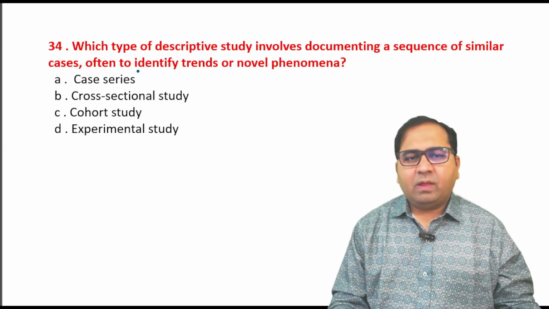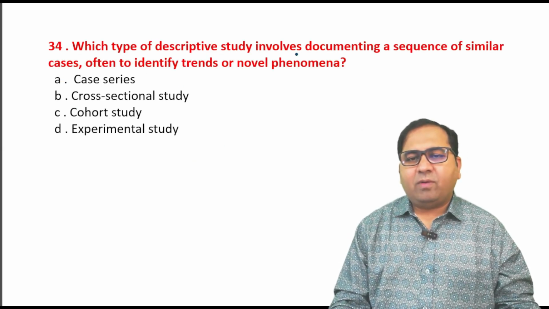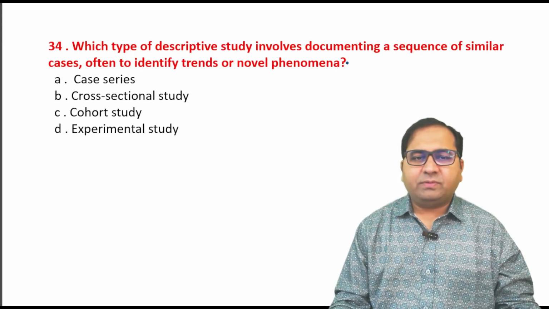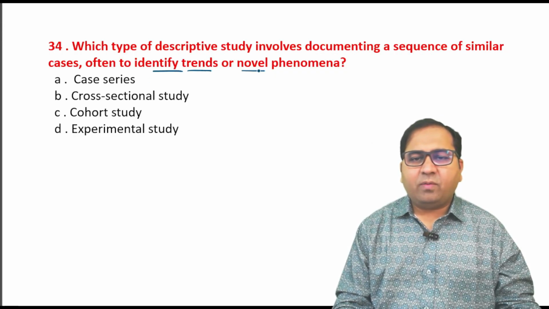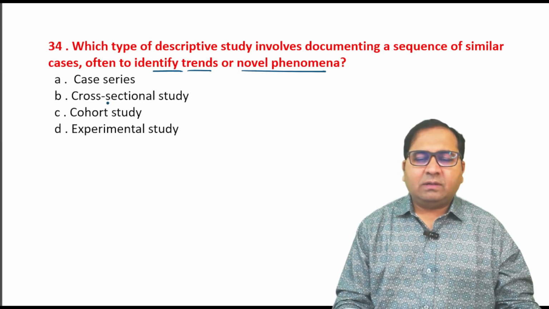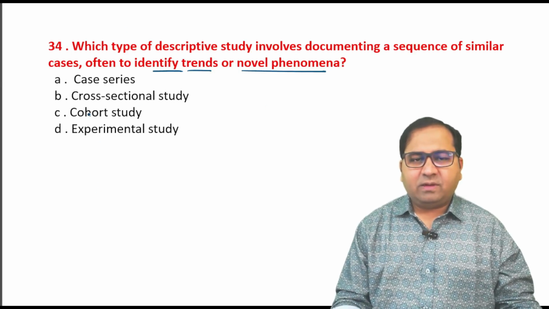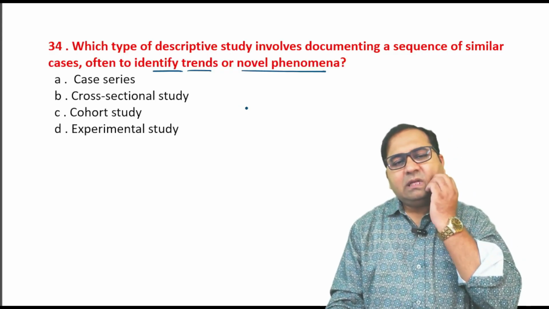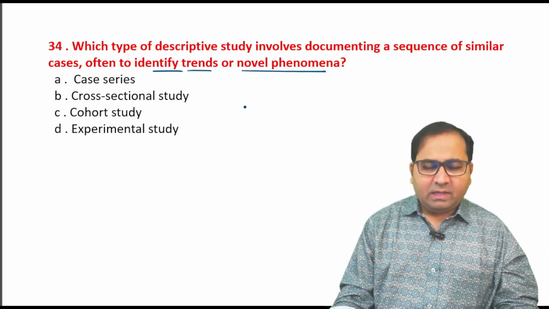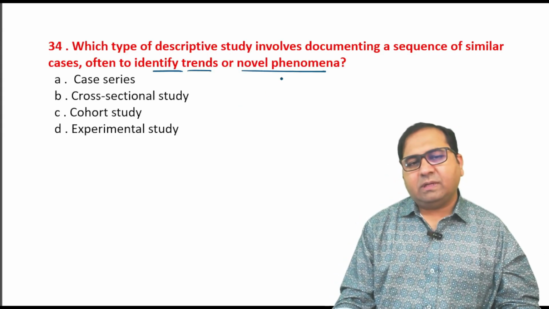Next question. Which type of descriptive study involves documenting a sequence of similar cases, often to identify the trends or a novel phenomenon? You can decide the answer for yourself here itself. The options are A. Case series, B. Cross-sectional study, C is cohort study, or D is experimental study. What is the answer for this question?